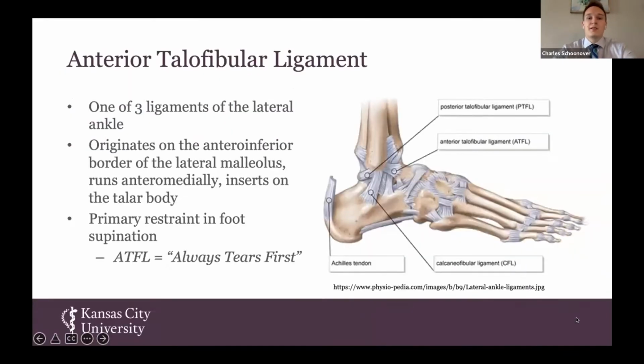Okay. So the anterior talofibular ligament, or ATFL, is one of 3 ligaments of the lateral ankle. And the ATFL is the primary restraint in foot supination, which is what happens when you roll your ankle. And because of that, it's of clinical significance because it always tears first and is the most frequently injured ligament in the human body.